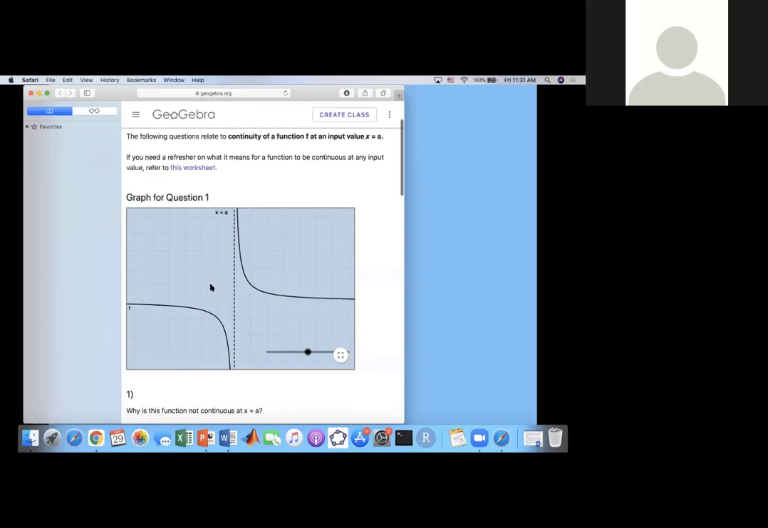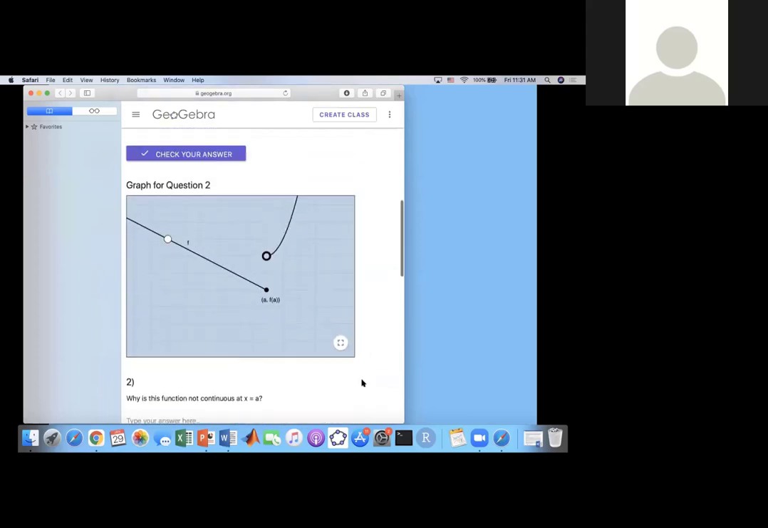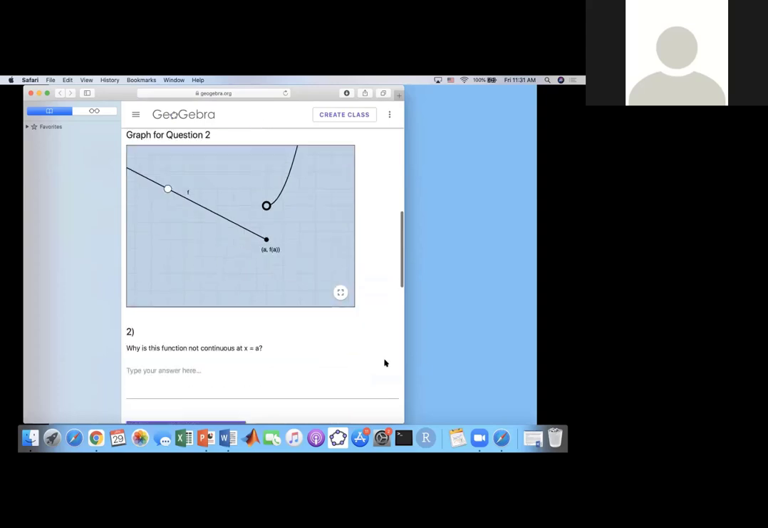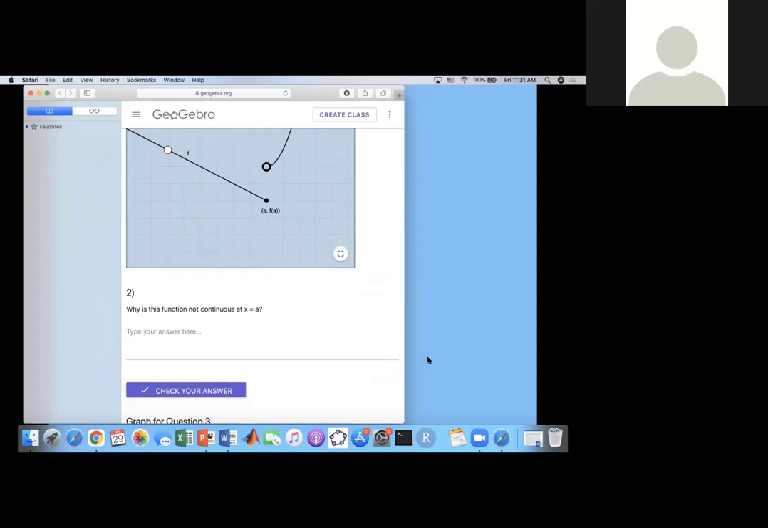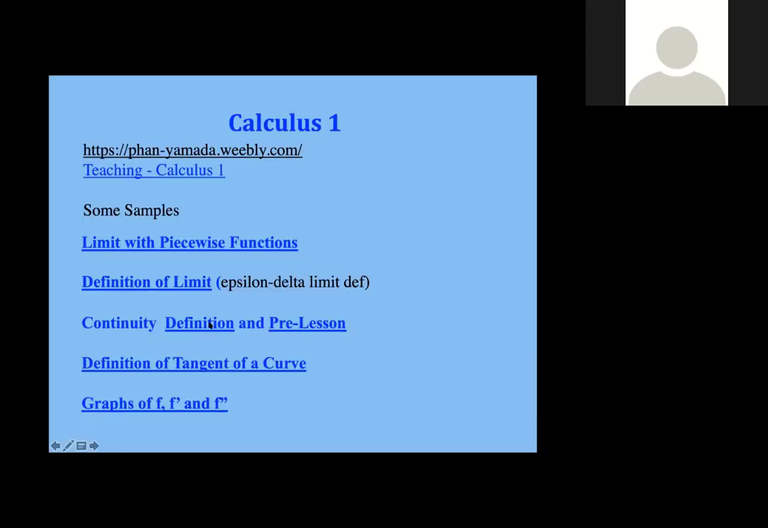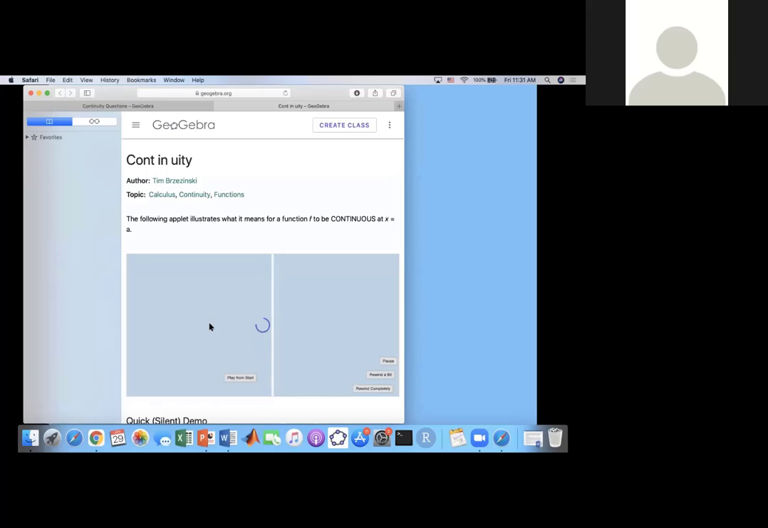I can see this one. Okay, it's not continuous, because it's broken right here. And same thing over here: is this the same kind of discontinuity as the one before or not? Help them to explore this one. And after they do that, you visualize the definition. I think this part is really helpful. I really appreciate this one for my students to understand.